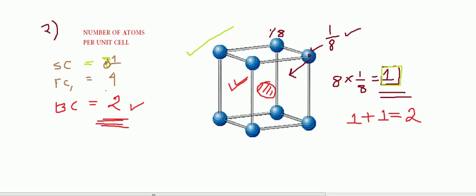So we learned about atomic radius and we learned about number of atoms per unit cell. Now we will learn about packing fraction. Okay, and then I will tell you why we read atomic radius, why we read number of atoms per unit cell, and why we are reading packing fraction. Now remember one thing, the atomic radius and the number of atoms per unit cell, these two things that you have studied will help you in calculating the packing fraction. After defining the packing fraction, you will understand what we are doing.